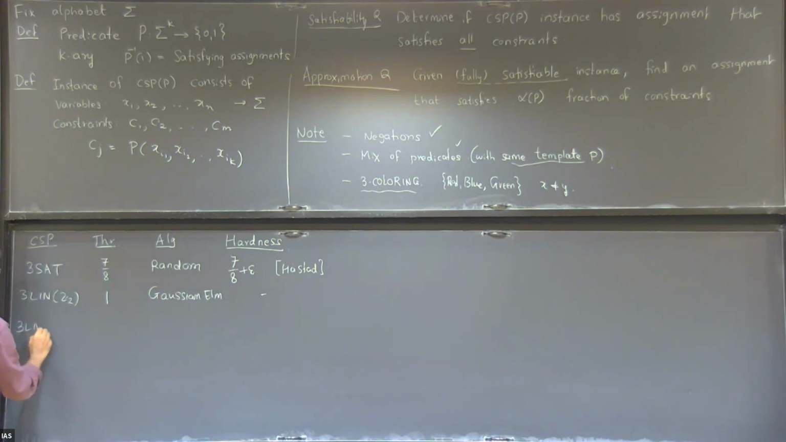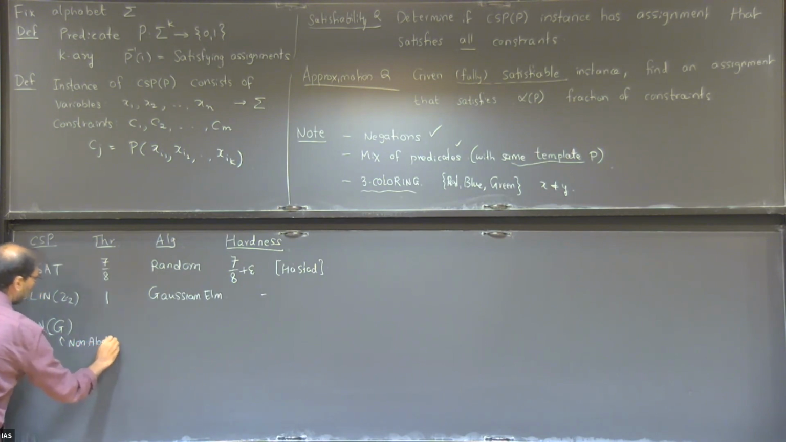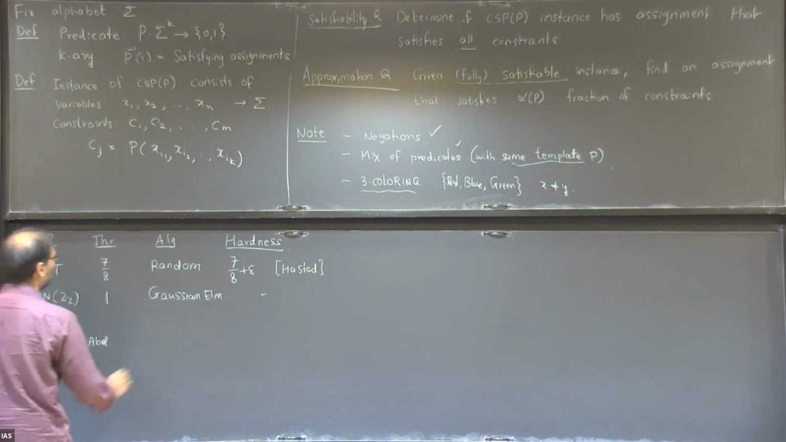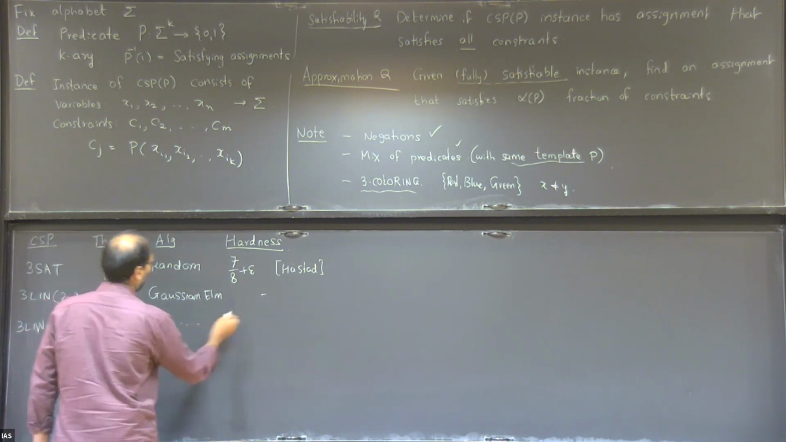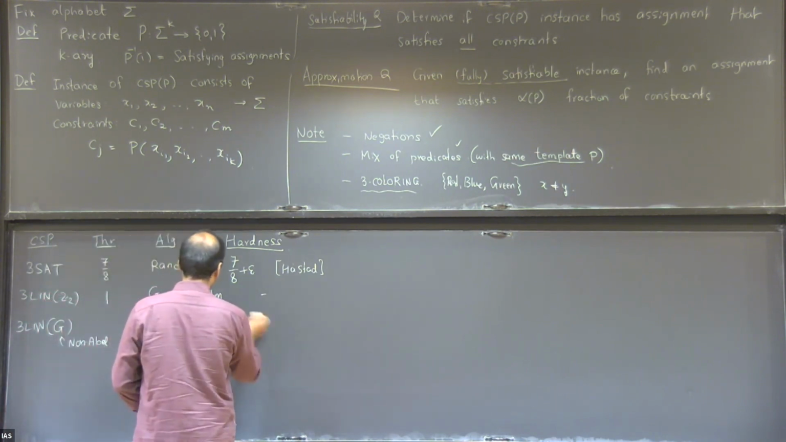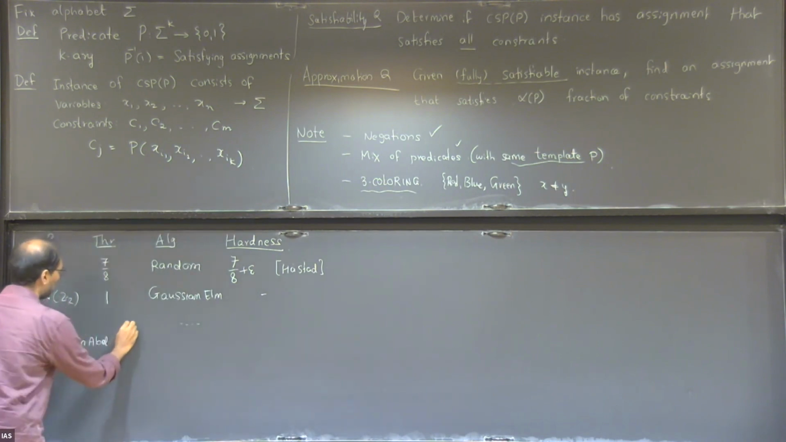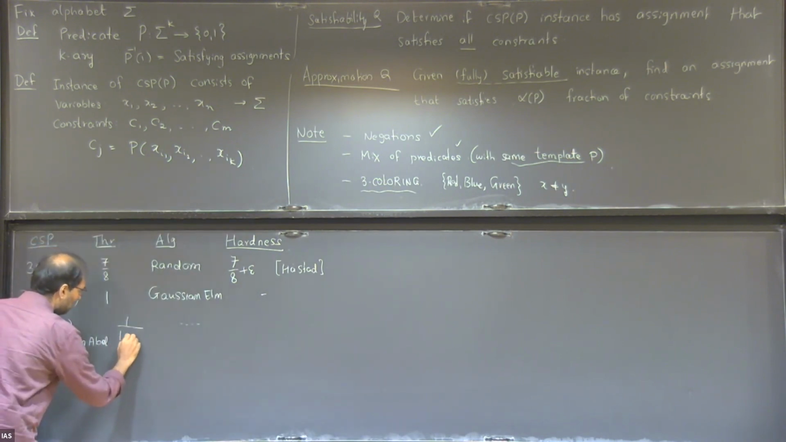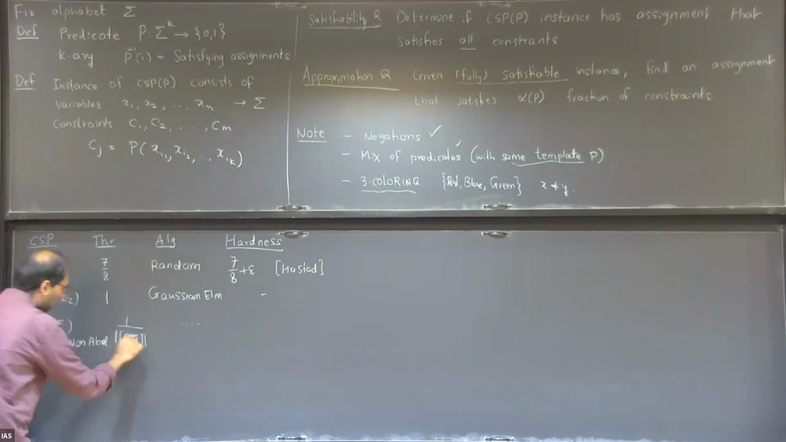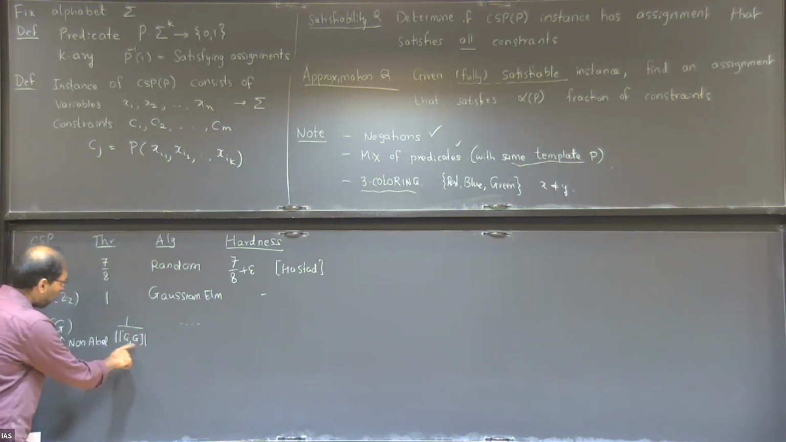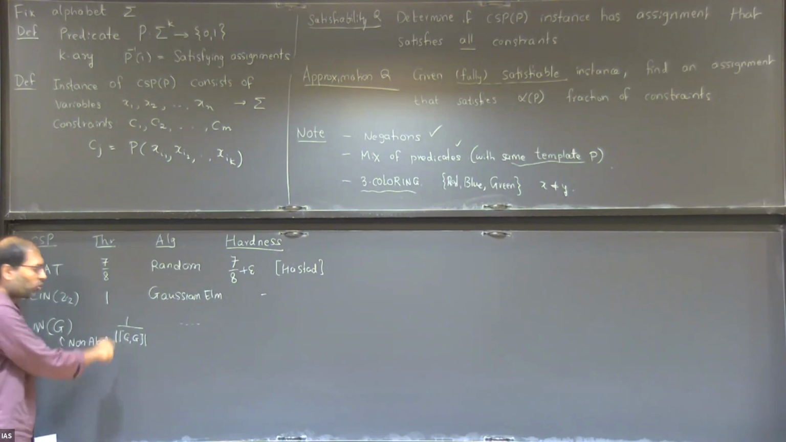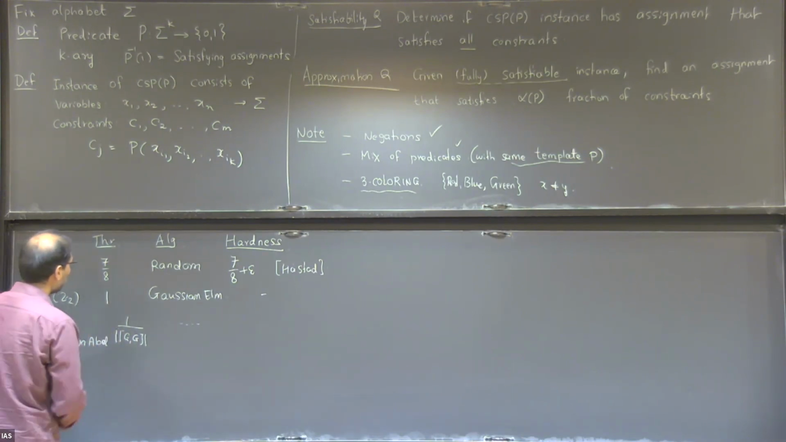For 3-lane over non-abelian groups, I will actually describe what the algorithm is, and there is a sharp threshold, which I will write down. The denominator is the commutator subgroup of the group. So it is 1 divided by the size of the commutator subgroup. That's precisely the threshold.